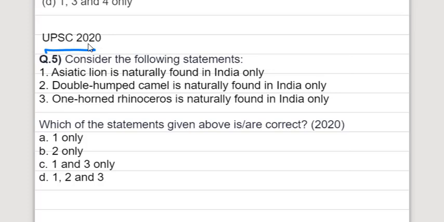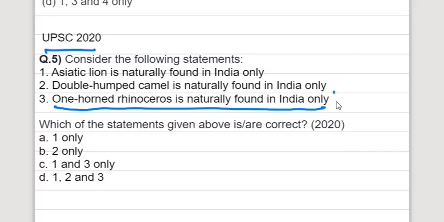Just with one fact, how can you solve the question? I'm just telling you the elimination method by which you can solve this question. See, consider the following statements. Asiatic lion is naturally found in India only. Double humped camel is naturally found in India only. One horn rhino is naturally found in India only. Let's see, this statement we know.